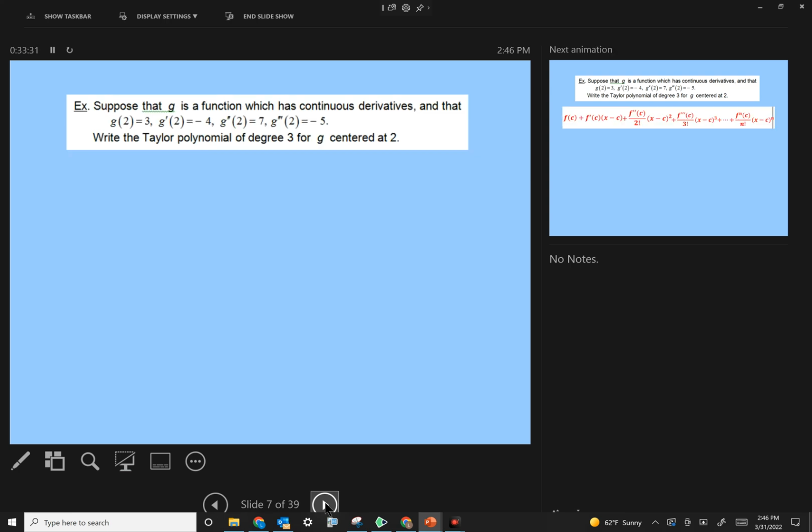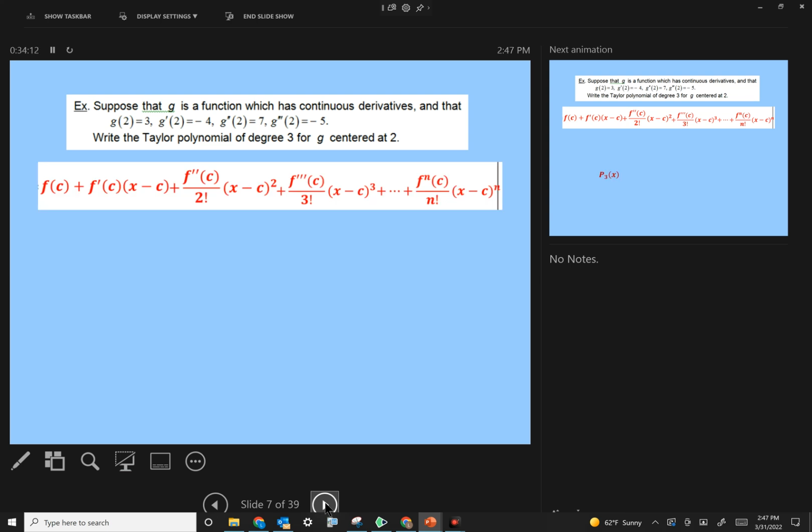Look at this one. Suppose that g is a function that has continuous derivatives. They give me g of 2, they give me the derivative at 2, they give me the second derivative at 2. Basically, they're giving me all the numbers I need. Do you see that? And then it says, write the Taylor polynomial of degree 3 for g centered at 2. Well, if I want degree 3, don't I need the 3 derivatives? But I don't need to know the actual derivative. I just need to know the derivative at 2, don't I? So don't they give me what I need?